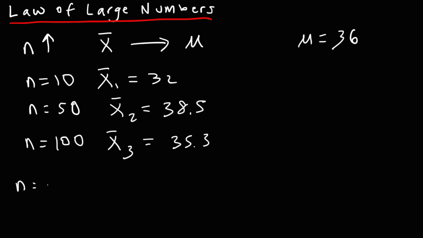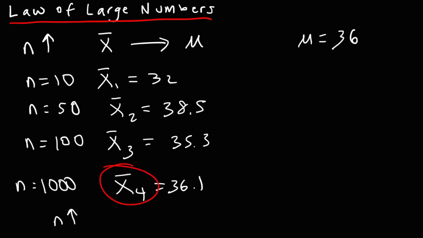And then finally, you throw the long ball, ask 1,000 people, and you get a mean of 36.1. Notice that as n increases, x bar gets closer and closer to the actual mean of the population. And that's the basic idea behind the law of large numbers.